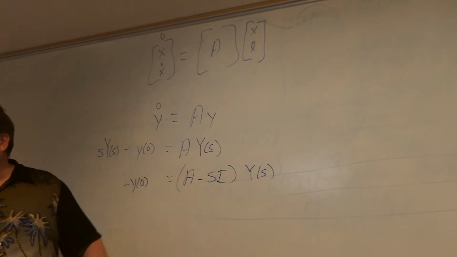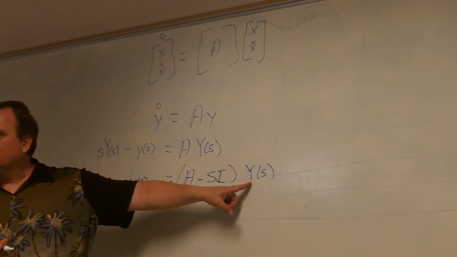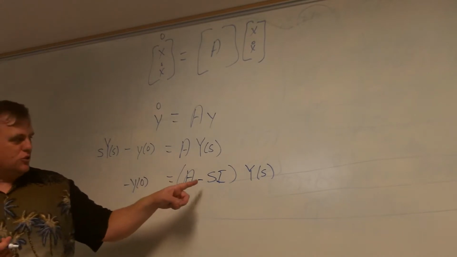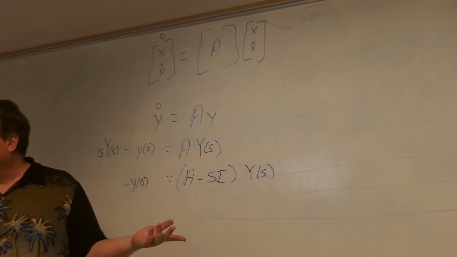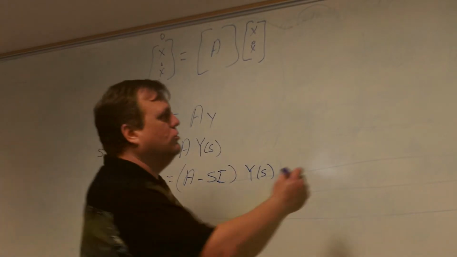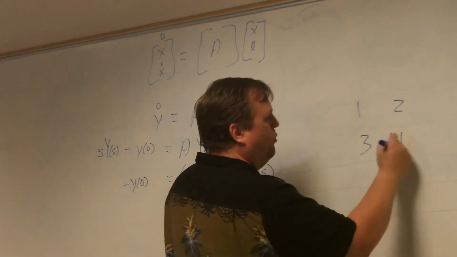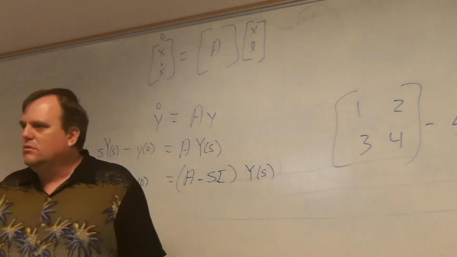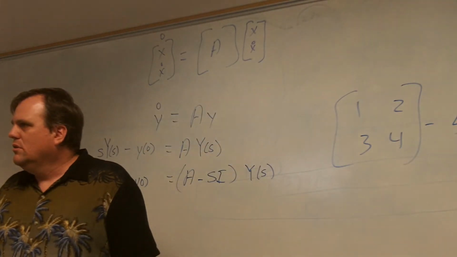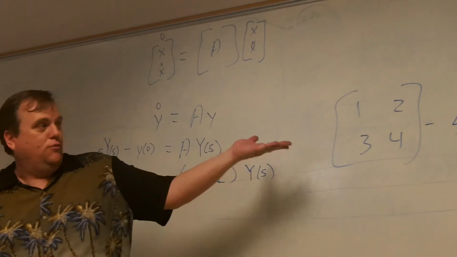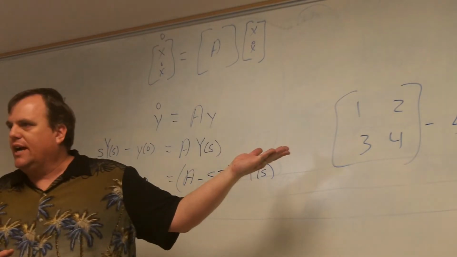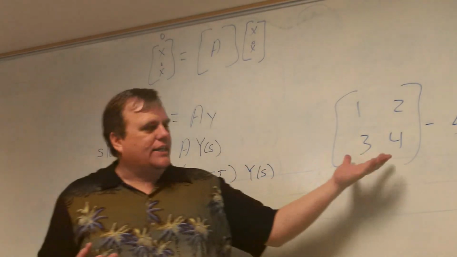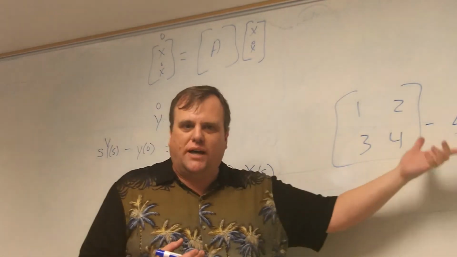Where'd the I go? This is a vector, oh, right? This is a matrix. You can't have a matrix minus a scalar. What did that even mean? If I told you the matrix 1, 2, 3, 4 minus 5, I have no idea what that means. I have no way to calculate that. It doesn't make sense to take a matrix minus a scalar.